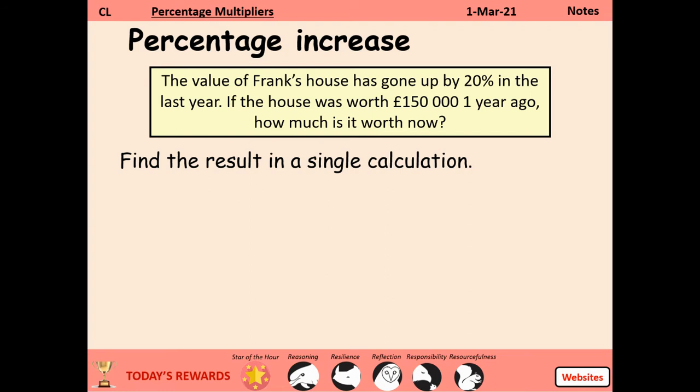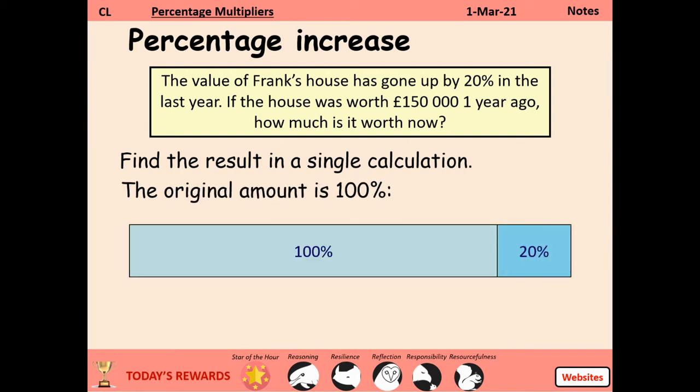All right. What we're going to be learning today, we've already learned how to do percentage increase and decrease, but we're going to be learning how to do percentage increase and decrease by using multipliers. In this percentage increase example, the value of Frank's house has gone up by 20% in the last year. If the house was worth £150,000 1 year ago, how much is it worth now? Find the result in a single calculation.